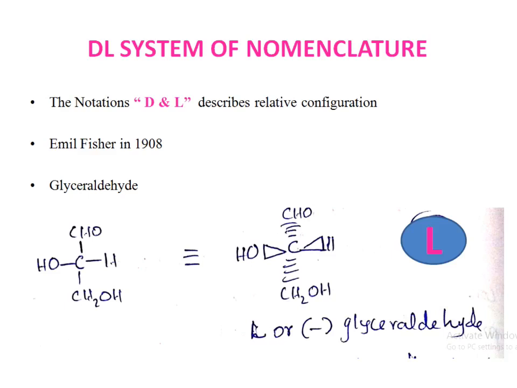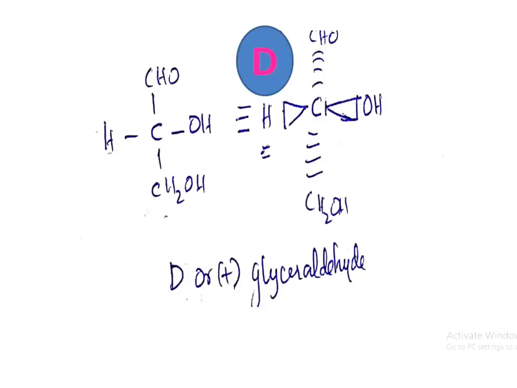So this is levoglyceraldehyde. Here the OH and H groups are on the left side, so this enantiomer is given the symbol L. Next is dextroglyceraldehyde. In dextroglyceraldehyde, OH is on the right-hand side, so it is dextro, and he gave the symbol D. And CHO and CH2OH extend backward and to the top, so there is no change in the positions of CHO and CH2OH.